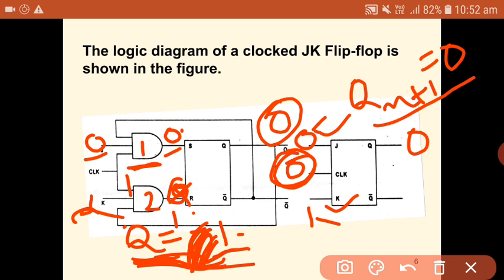And when Q is equal to 1, what will be the status of the second AND gate? The second AND gate output will be equal to 1. So for S is equal to 0 and R is equal to 1, the output will again be equal to 0. So whether Q is 0 or 1, for the J is equal to 0 and K is equal to 1 combination, you will be getting the output as 0. That means Qn+1 is equal to 0, which is independent of Qn. Okay, so this is the second combination, that is J is equal to 0 and K is equal to 1.